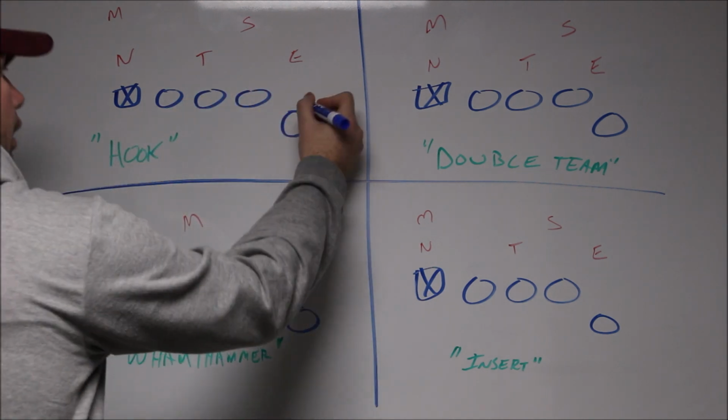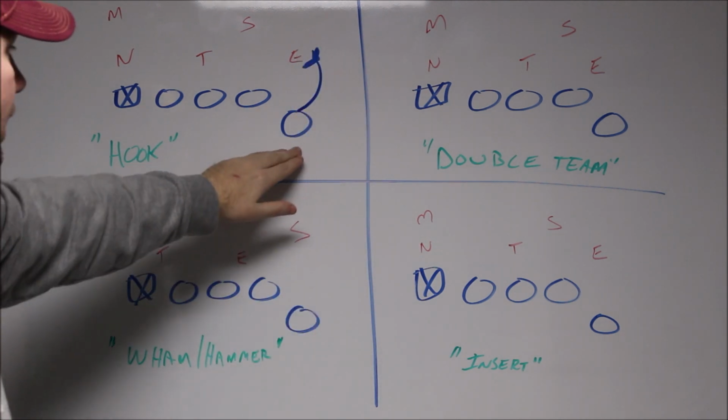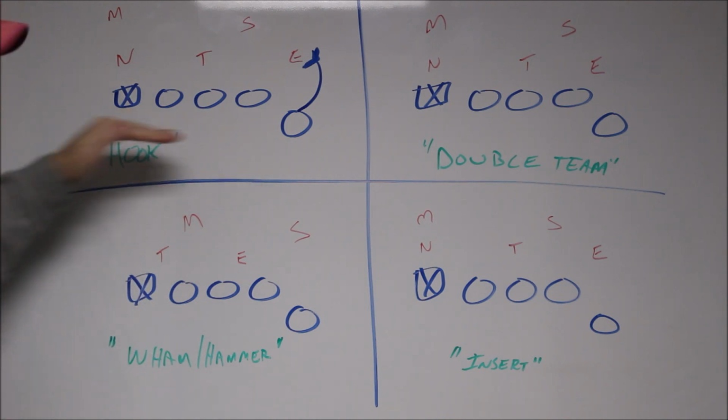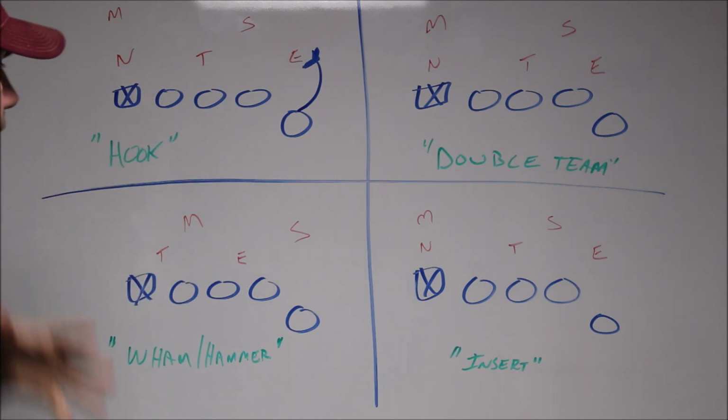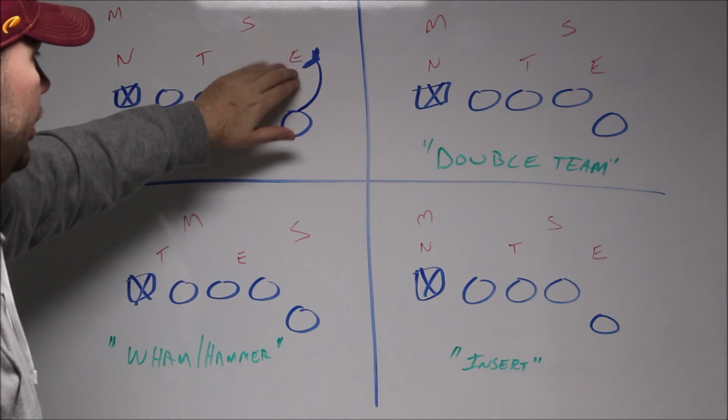If it's jet sweep or rocket sweep or some kind of toss, we like the wing to take an outside leverage step and hook that end. Early on in games, if you're a jet sweep team or a team that really likes to sweep, you'll be able to hook him pretty easily.